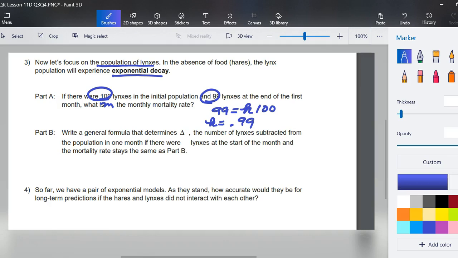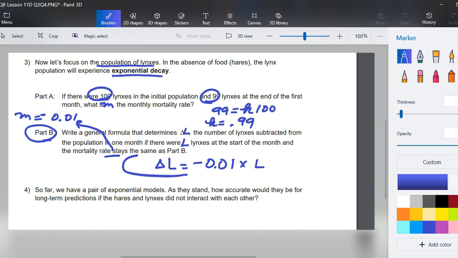So we went down from our 100%, or our 1, by 0.01. Our monthly mortality rate is, we're going down 1/100th. But then part B asks us to write a general formula that determines the change in L, which is the number of lynxes subtracted from the population in 1 month if there were L lynxes at the start of the month. That's what we were doing a while ago on the hares. And the mortality rate stays the same. So our change in L is that we're going to be going down 1/100th times all of the lynx population.